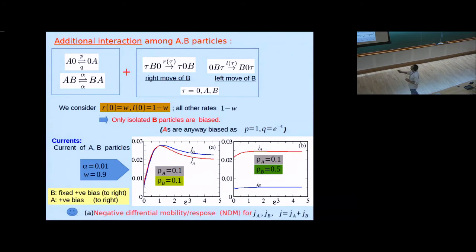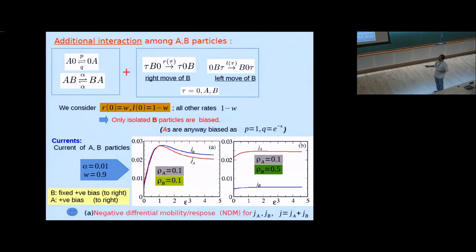So W equal to 0.9 means the B particle is biased, but it is biased towards the right. So both the particles are biased toward the right. It's not that I'm compensating one, but you still get a negative response. So the current goes down if you increase your potential epsilon, which is the only parameter you can change now. You can see that there is a negative response, and the response depends on how many B particles are there.